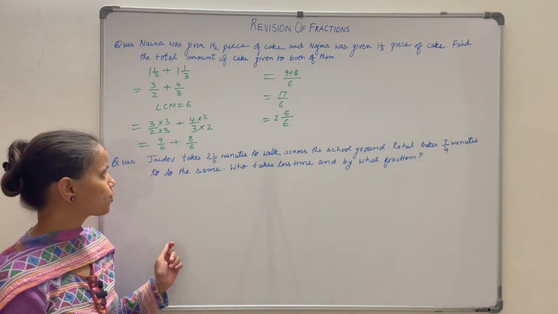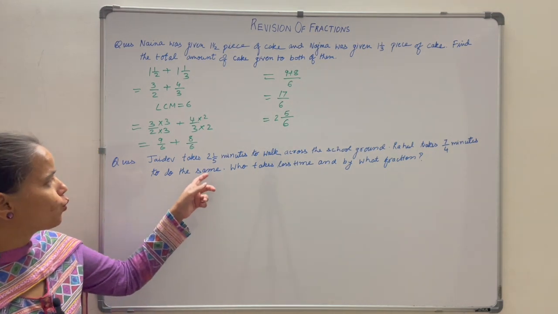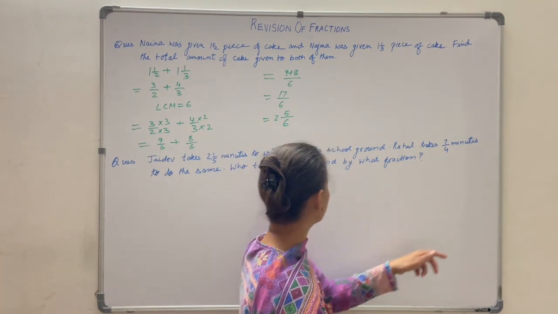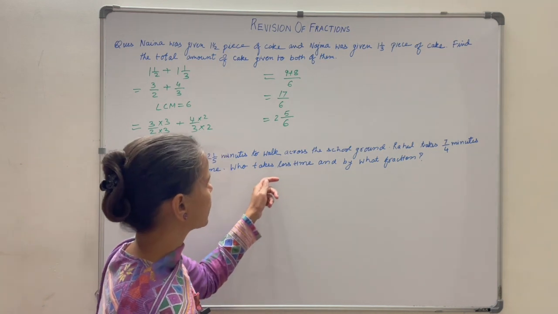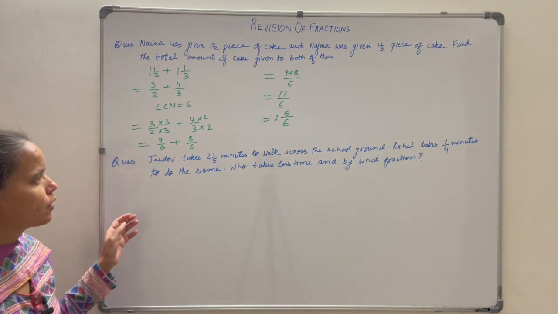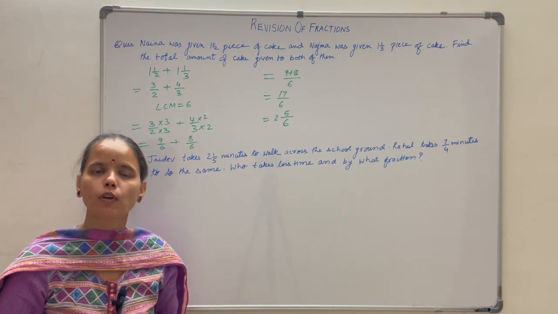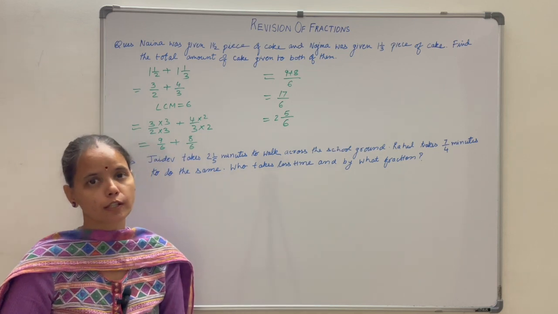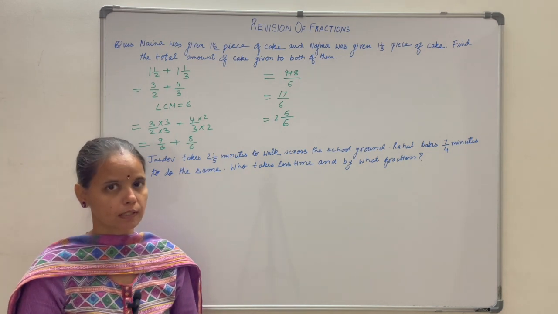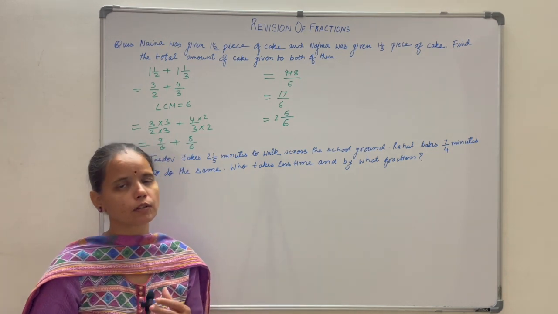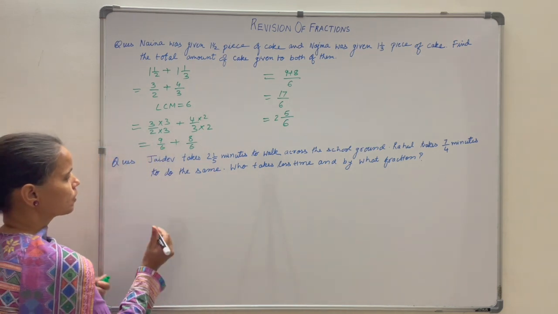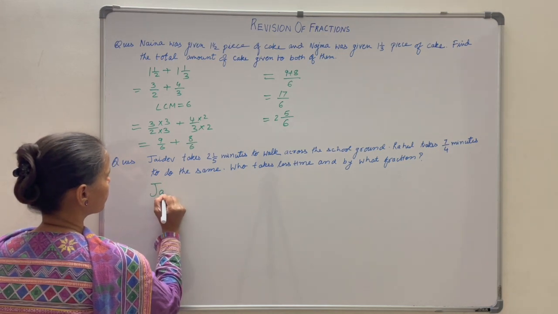Now let us take this question. Jaydev takes 1 1 by 5 minutes to walk across the school ground. Rahul takes 1 3 by 4 minutes to do the same. Who takes less time and by what fraction? So you need to find out who takes less time, means you have to compare the two fractions given to you. To compare the two fractions, you need to make the denominator same. Then whichever fraction has the greater numerator is the greater fraction. So let us convert these mixed fractions into improper fractions.